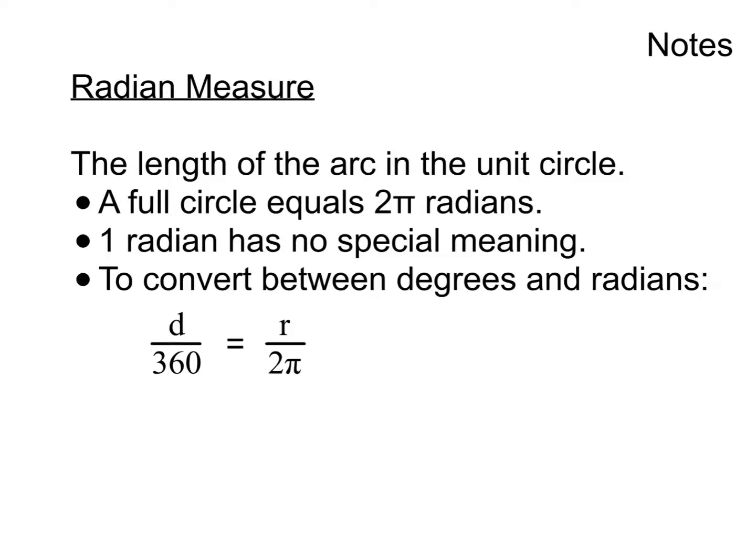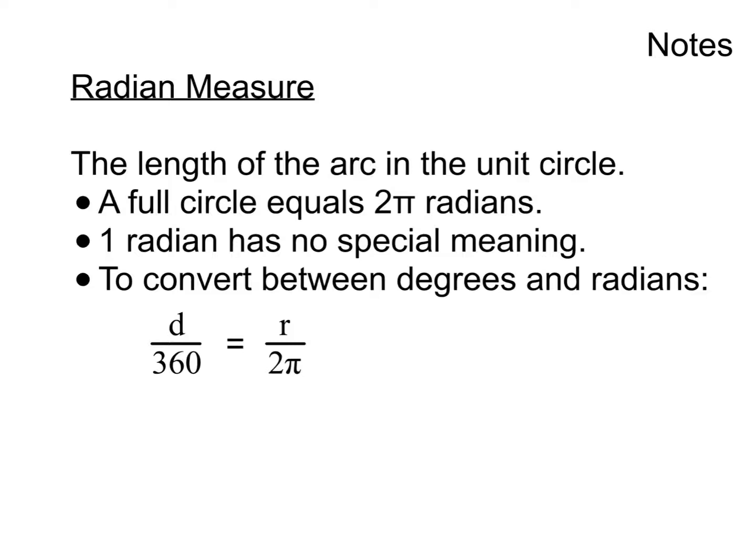Now, people often ask me, what does 1 radian mean? It means nothing in particular. Speaking in terms of what 2 pi radians means, or what pi radians means, that means something more. But a single radian is some arbitrary little angle that has no particular significance, at least not any that we're going to need to worry about.